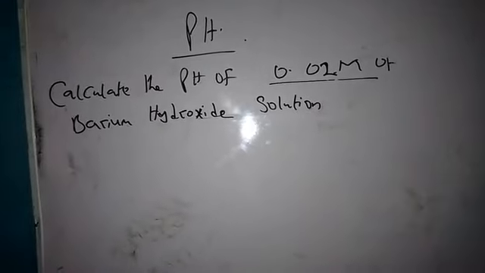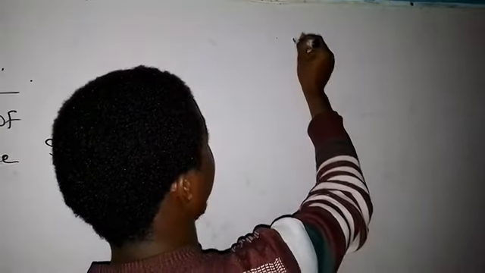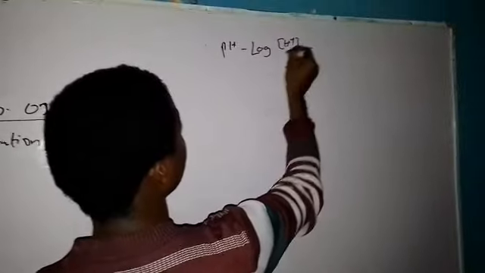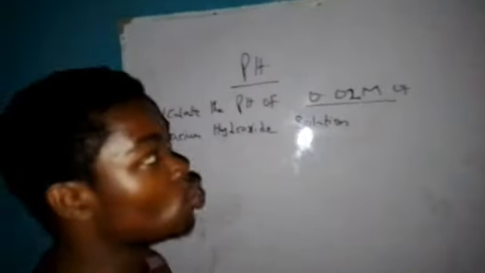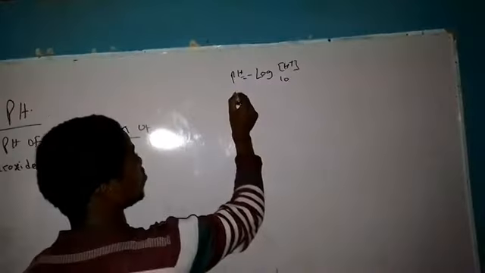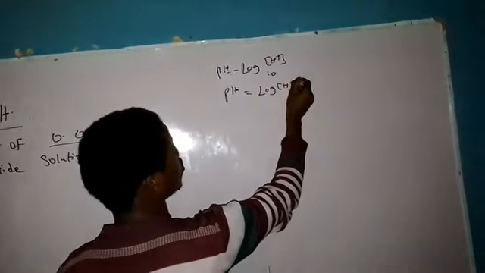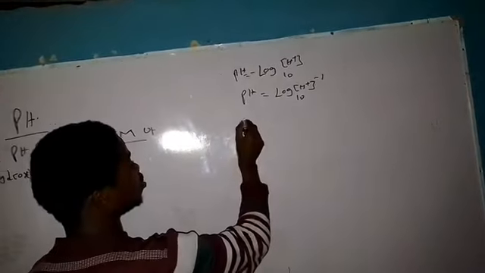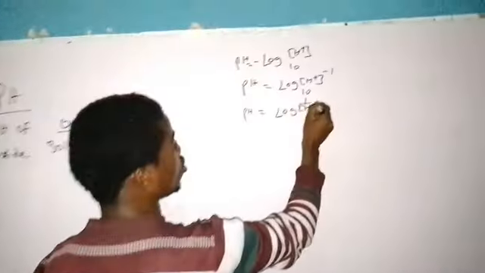Before then, let me introduce what is pH. pH means power of hydrogen and it is defined as the negative logarithm of hydrogen ion concentration to base 10. According to the laws of logarithm, if this minus comes here, it becomes raised to power minus 1. So pH equals logarithm of hydrogen ion concentration raised to power minus 1 to base 10. This means reciprocal, so pH is equal to logarithm of 1 over hydrogen ion concentration to base 10.